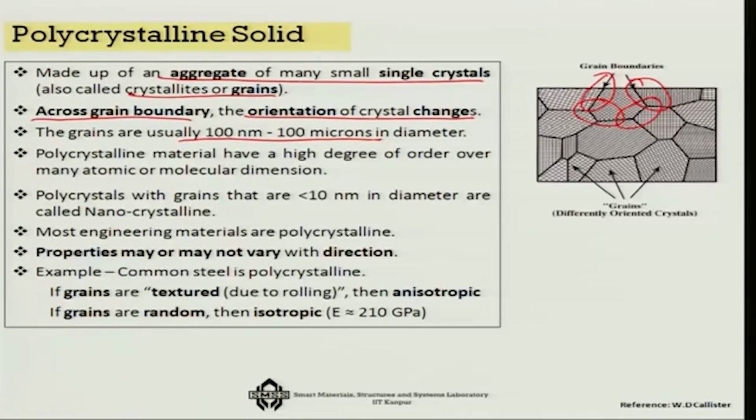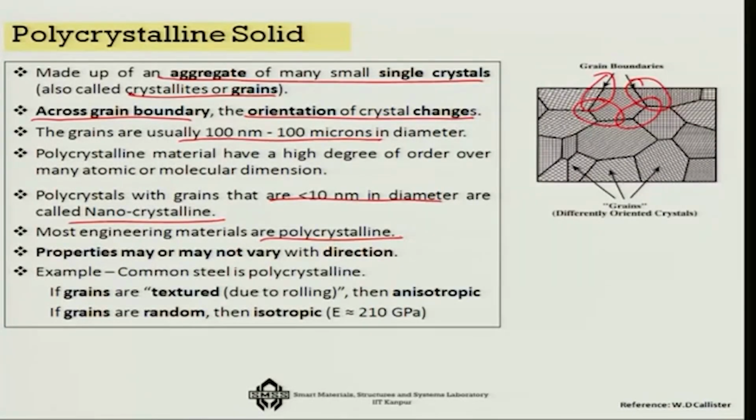Now, polycrystalline materials have a high degree of order over many atomic or molecular dimensions. If the grains are less than 10 nanometer in diameter, they are known as nanocrystalline materials. So, they can be nanocrystalline or microcrystalline or even in the macro range. Most of the engineering materials are polycrystalline in nature, and their properties may or may not vary with the direction. Why? Because the crystals are indeed going to give anisotropy.